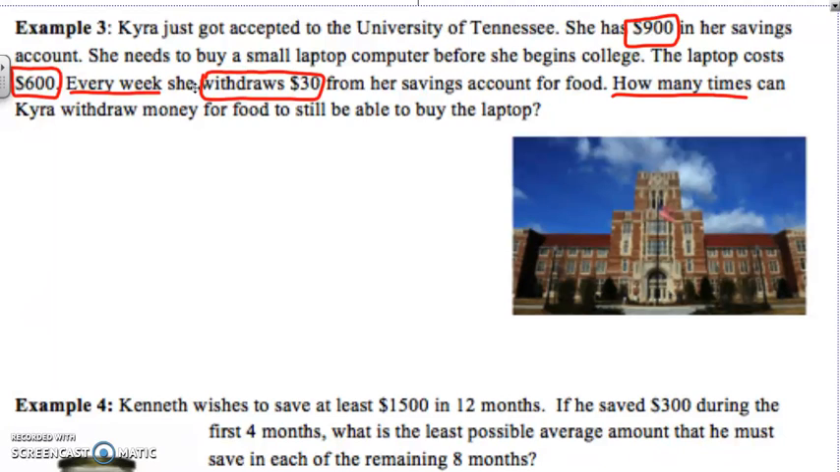So times is kind of a not great variable. It's really asking how many weeks she can withdraw her money. So I'm going to say W is going to mean weeks, or the times she can withdraw.